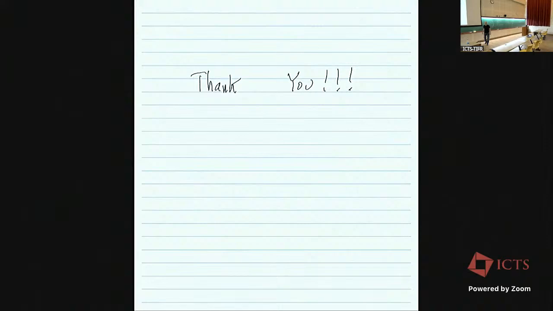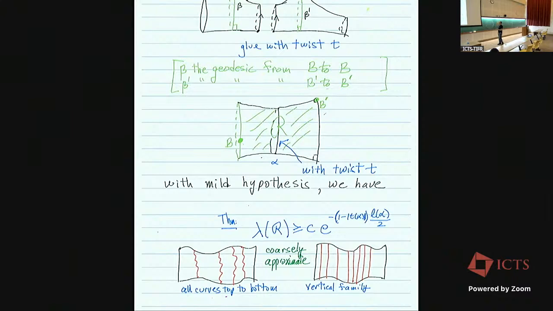Question? Could you repeat what the curve was? So it's a family of curves for the extremal length. In general, a standard thing to do is if you have some curve and you have a collar around it, you look at the set of curves that go from this side to this side, and you compute the extremal length of that family.